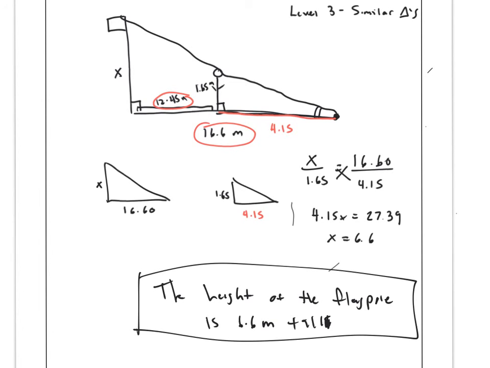Circled and complete. All right, that's it for part 2 questions. Next video will be part 3s.